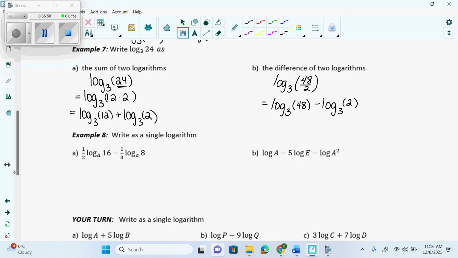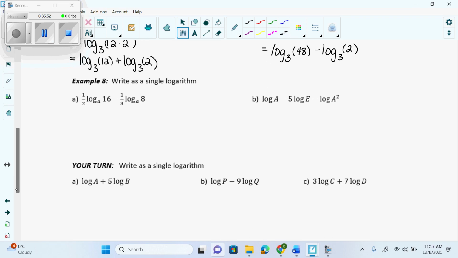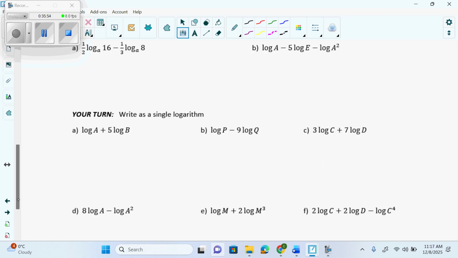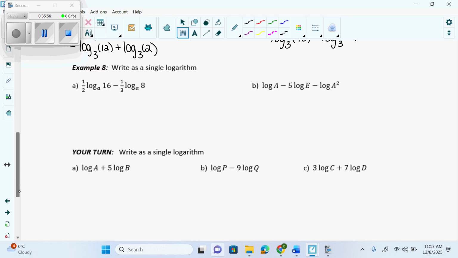Example 8. I want you to try and write this as a single logarithm. Go. Try A and B first. We'll do the A and B so that you can make sure you can do your turns. So base A screams put me together. However, they don't have ones in front. So I have to raise this one to a half and this one to a third.